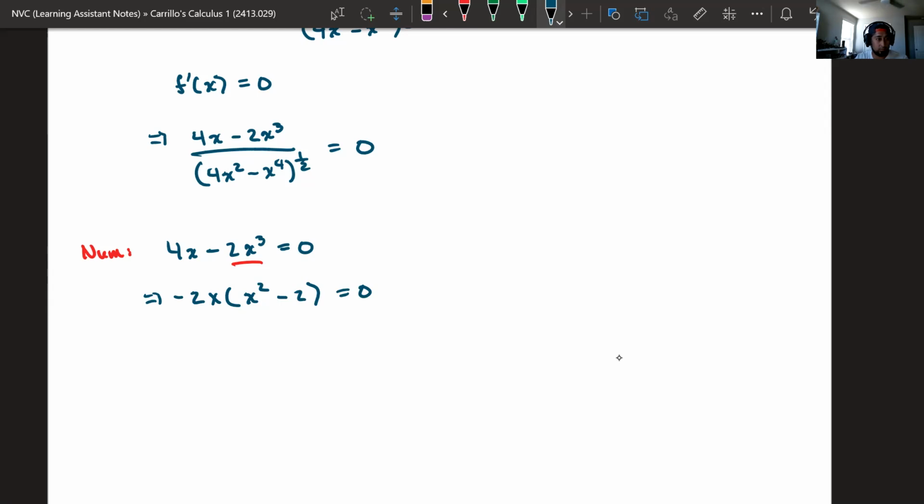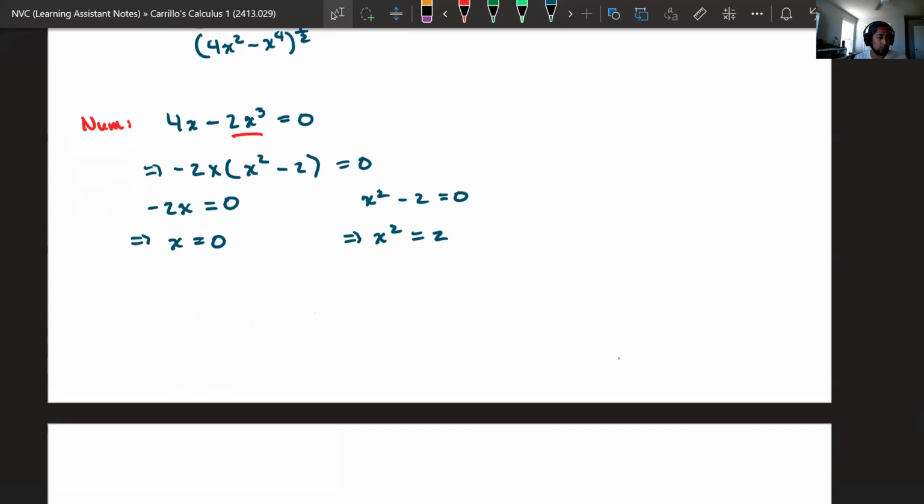Now that I have this in factored form, my first factor will be negative 2x equals 0, which means that x would be 0. My second factor would be x squared minus 2 equals 0. Solving for x squared, we'll have x squared is equal to 2. And then square rooting both sides, we'll have what? X is equal to square root of 2. Plus or minus the square root of 2. There you go.